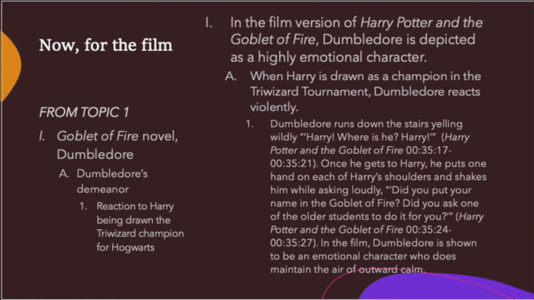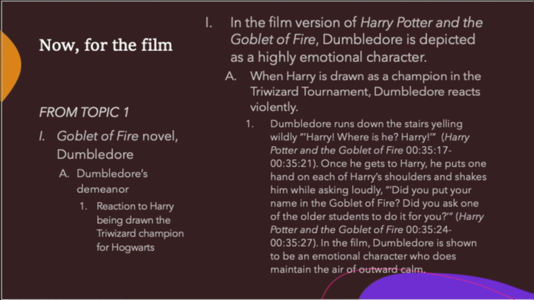Dumbledore is depicted as a highly emotional character, okay? So this kind of calmness that's exhibited in the novel, the film doesn't really show that. And that's what this essay is trying to say, right? So when Harry is drawn as a champion in the Triwizard Tournament, Dumbledore reacts violently. Okay, so this A lines up with this A, which is exactly what you want to do, okay?